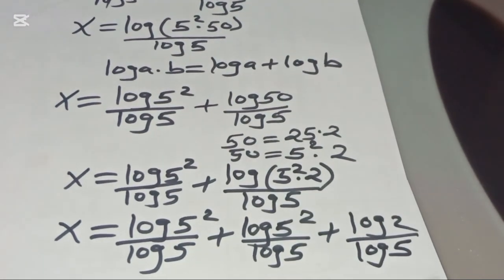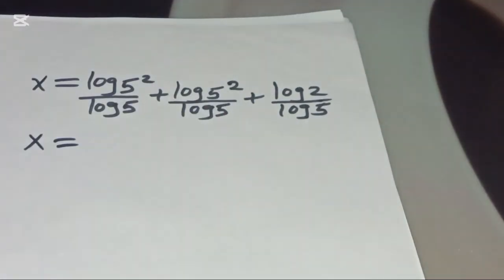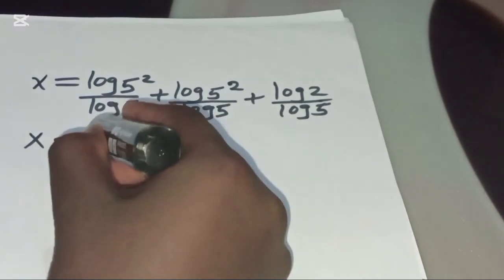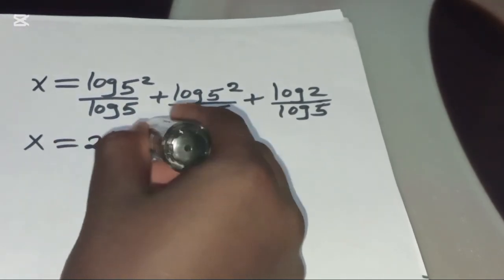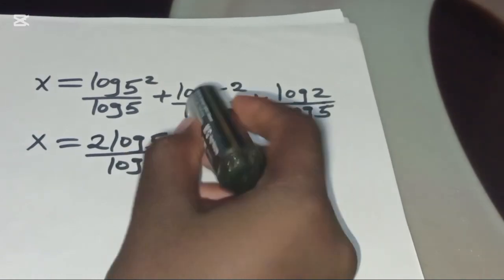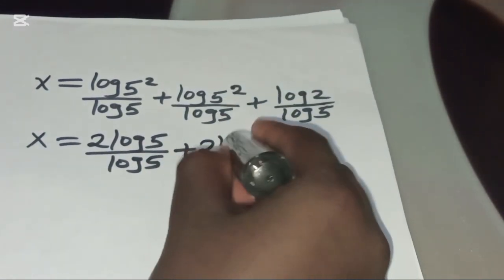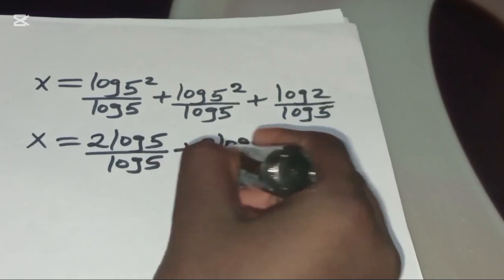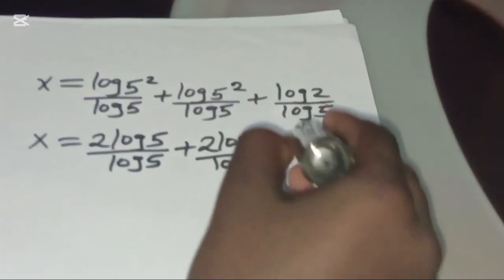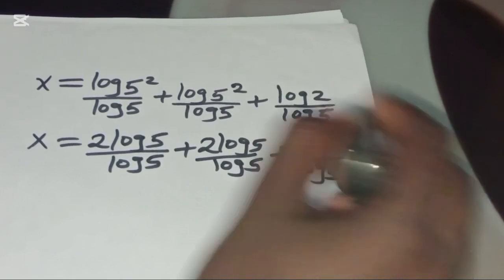Okay, let's proceed. Therefore, x is equal to, now log 5 to power 2, applying the power rule property, this becomes 2 log 5 divided by log 5, plus the same thing here, log 5 to power 2. This is 2 log 5 divided by log 5, plus, now we have log 2 divided by log 5.